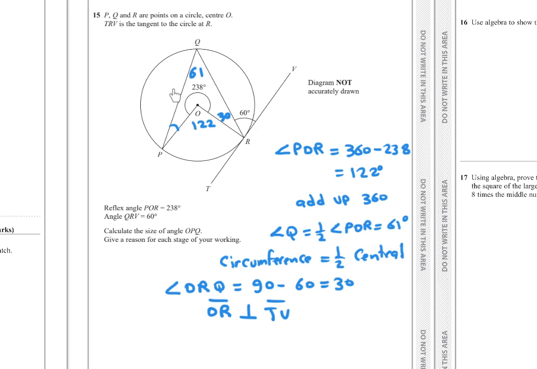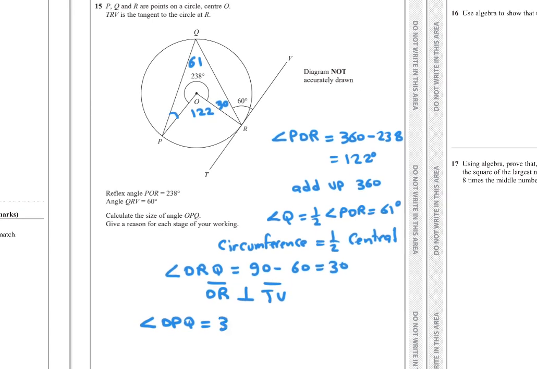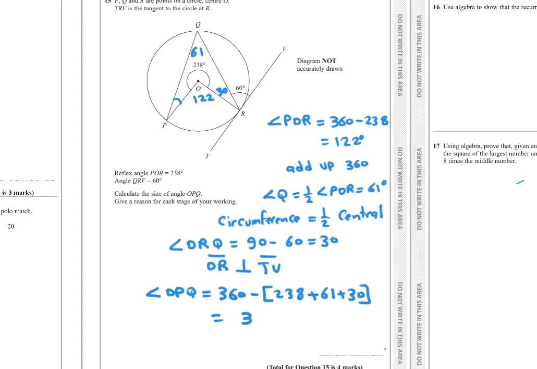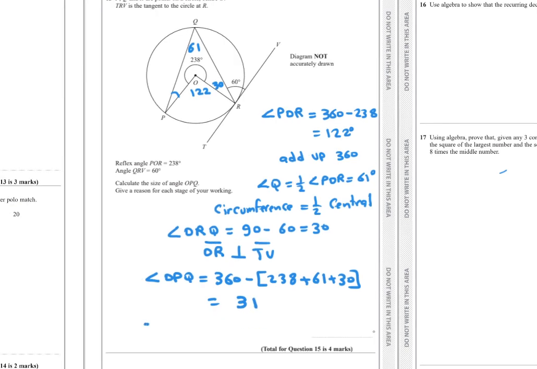Now in this quadrilateral BQRO, we have three angles. We can find the fourth one because the sum of the interior angles is 360. So angle OBQ equals 360 minus 238 plus 61 plus 30 equals 31. You can write because the sum of interior angles of a quadrilateral is 360. So the answer is 31.